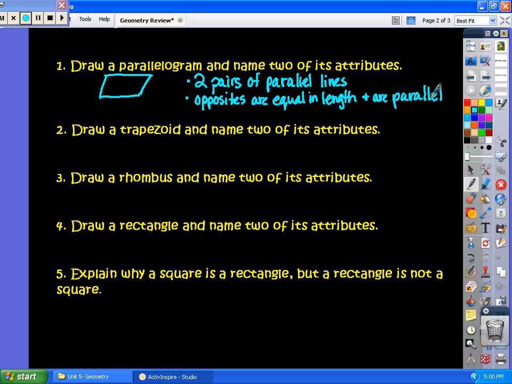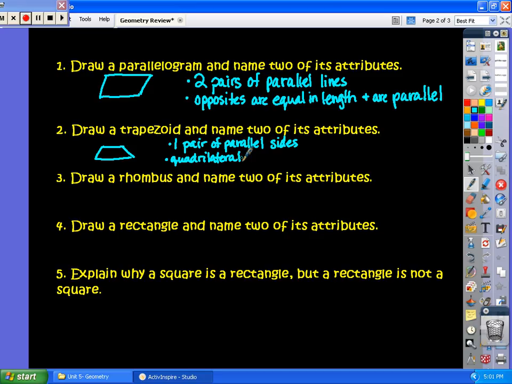Okay, trapezoid. The example of a trapezoid would be this. Okay, a trapezoid has only 1 pair of parallel sides. Okay, it also would be considered, and all of these really are, but it also would be considered a quadrilateral because it has 4 sides.